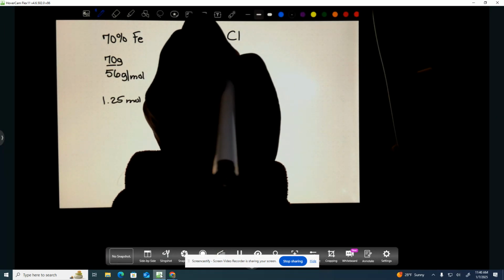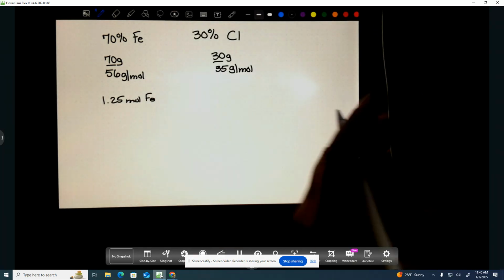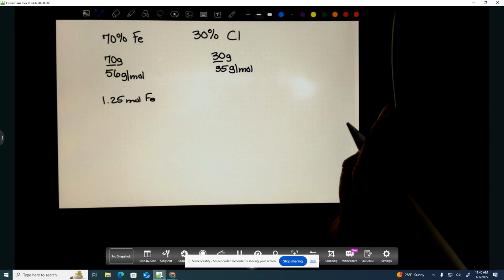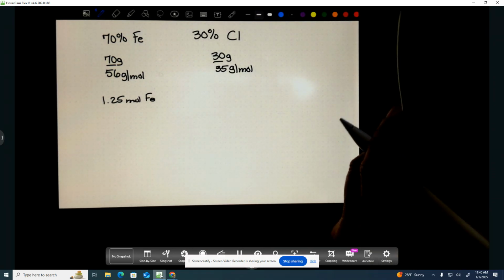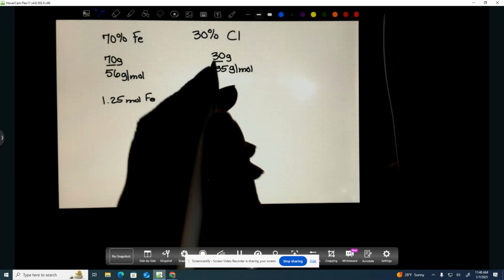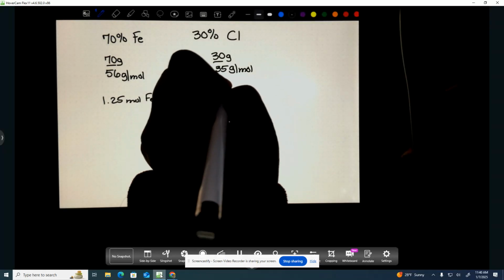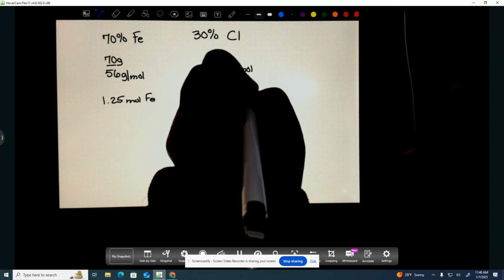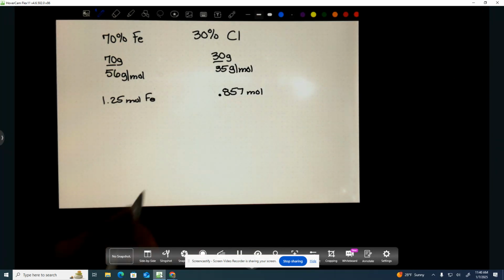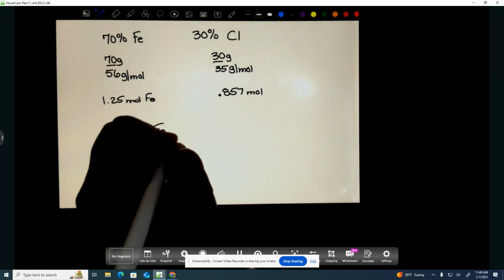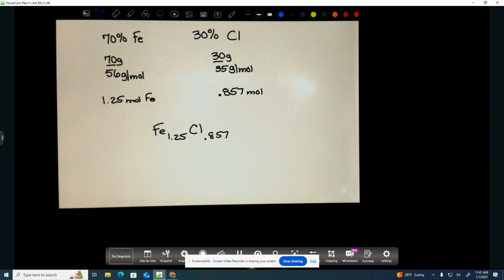30 grams of chlorine divided by 35 grams per mole. .857. So I'm gonna keep it .857 because this one comes out a couple decimal points. So that's moles. All right. So here's my ratio: Fe 1.25 and chlorine .857.